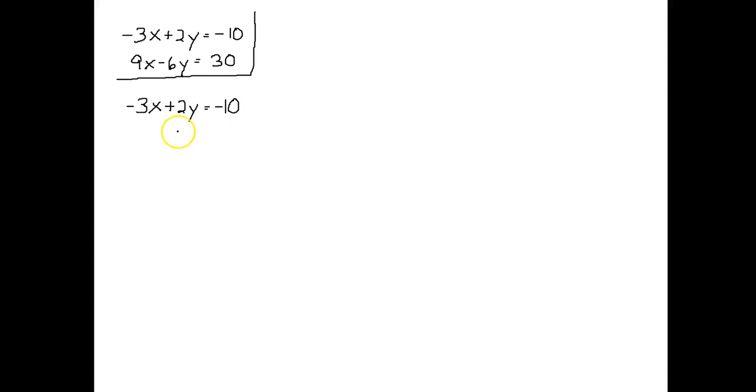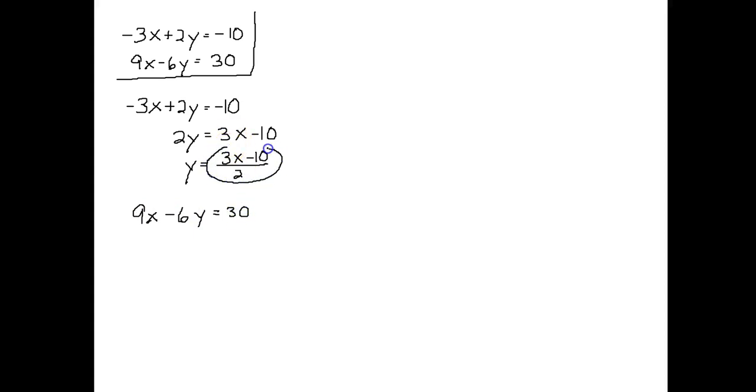So I'm going to add 3x to both sides and divide by 2 on both sides. Okay, and I'm going to take this and plug it into the equation 9x minus 6y equals 30. I'm going to take 3x minus 10 over 2, and I'm going to substitute it right here for y.